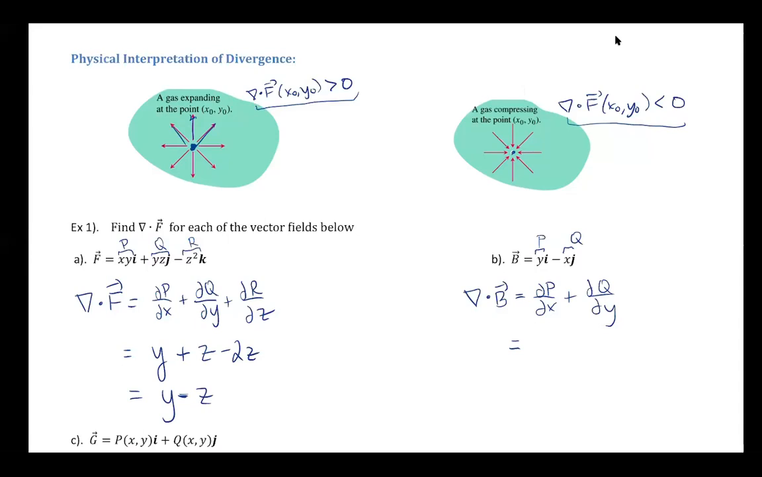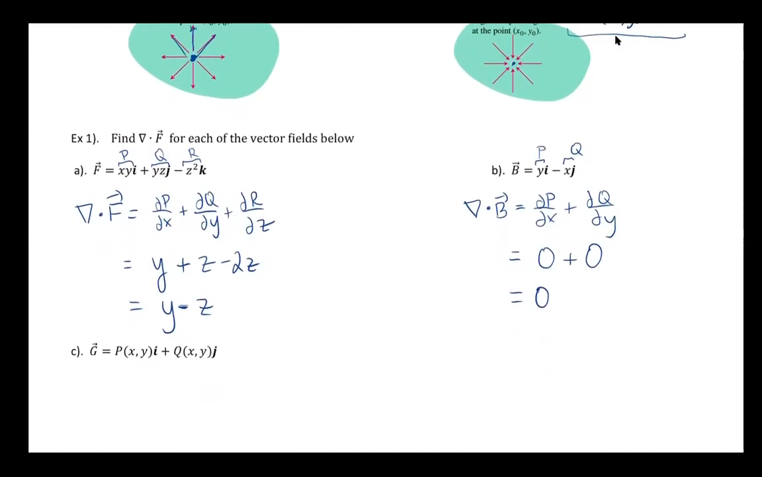Here, let's do this B vector field. The partial of the i component with respect to x is just 0, and the partial of the j component with respect to y is also 0. So this is called an incompressible field, like we saw in the video, because the divergence everywhere, for any x and y, is 0.